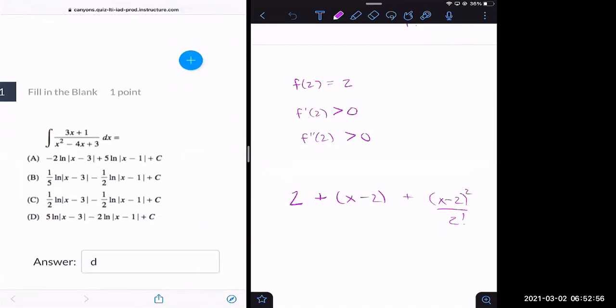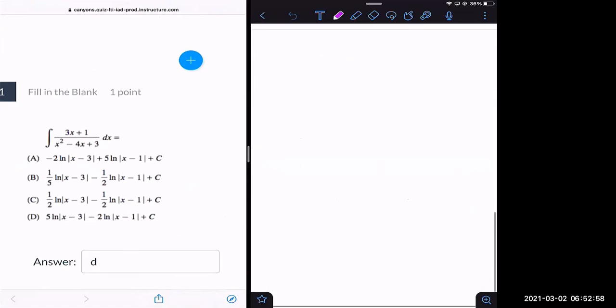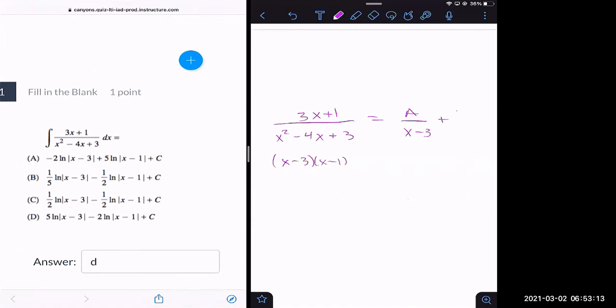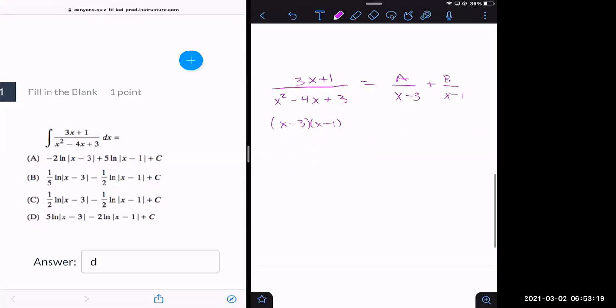There we go. Okay. So I'm going to factor the denominator. The denominator looks like it's going to factor as an x minus 3 and an x minus 1. So I could rewrite this fraction as A over the first factor and B over the second, or you could switch the factors. And then we multiply and get rid of all of these denominators.